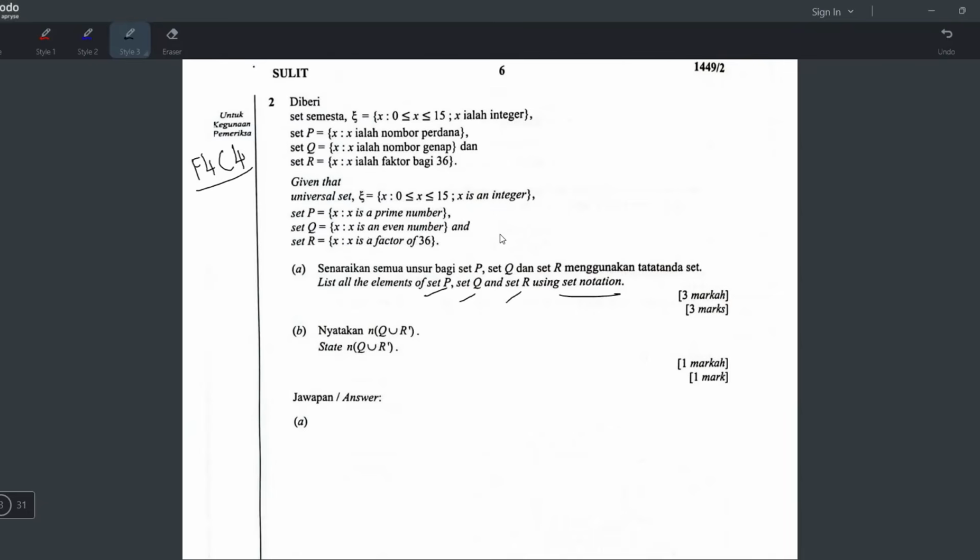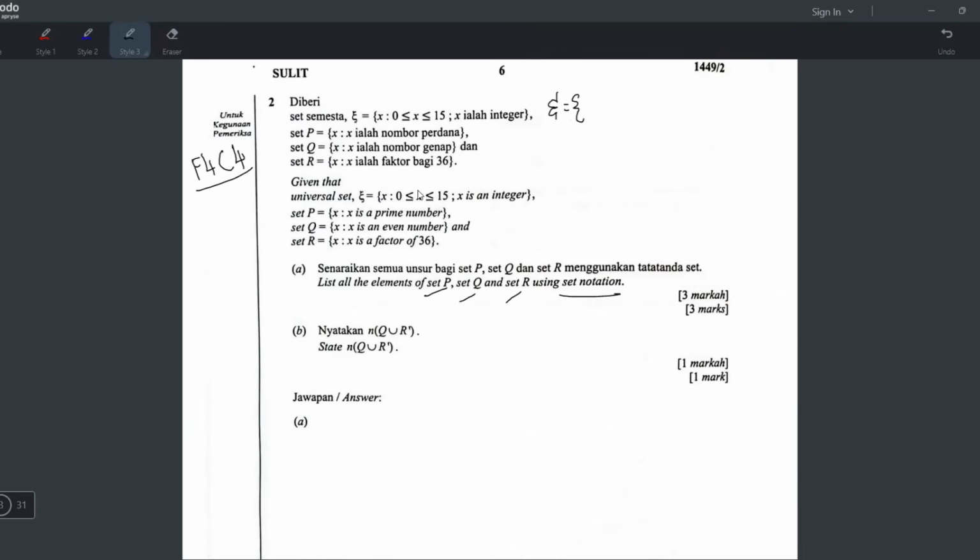Set notation means you have to senaraikan, list out all the elements according to the description. So let's do that. So the universal set, we have to list out. Even if the question never asks also, you have to list out this first. Because if you don't list out all the elements, then you can't do what the question wants you to do. Yeah, you have to do that first.